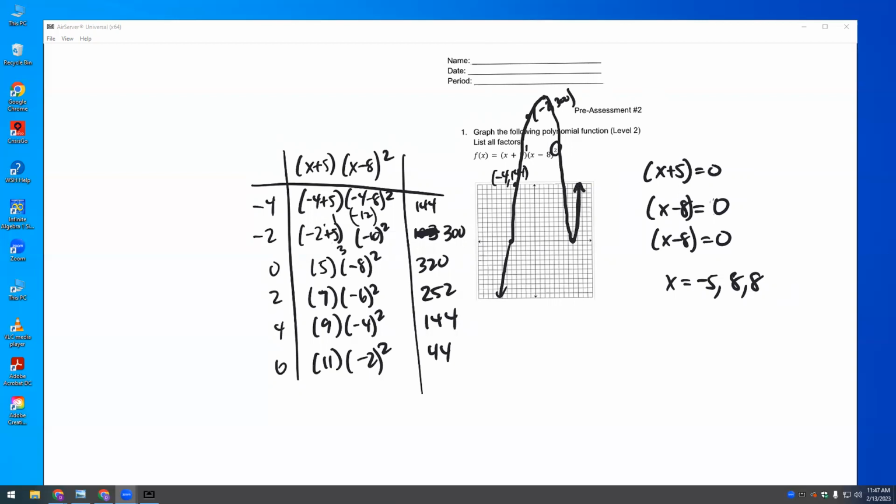Some of you guys have asked me, hey, what if I don't get this point? Again, I can't tell you how many points you should have because it depends on the equation, but you do want to spread it out a little bit. That's all I'm asking you to do. So make sure you spread out.